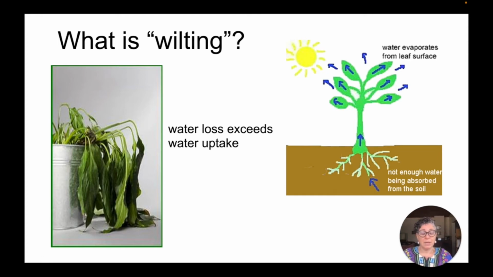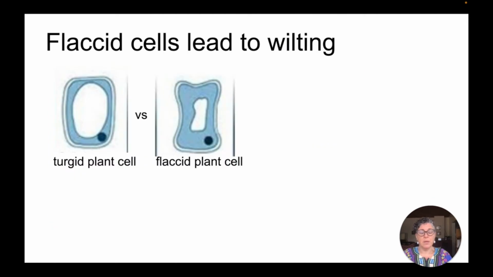So let's take a look at what happens at the cellular level, what's happening to make wilting occur. So we're going to go back and talk about some terms that we discussed very early on in our journey into biology. And that is talking about flaccid versus turgid plant cells. So in actuality, flaccid cells lead to wilting.